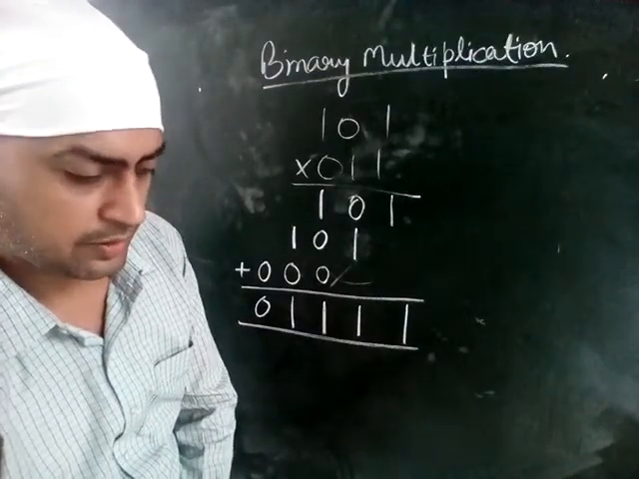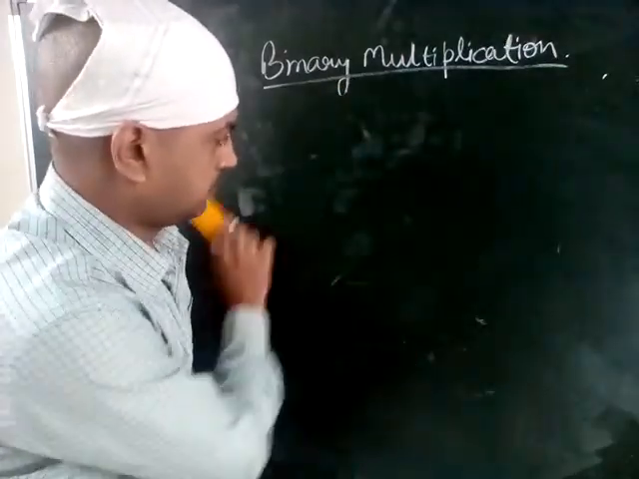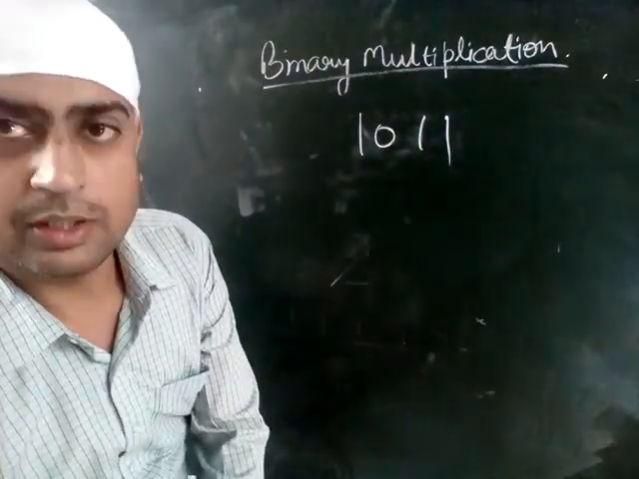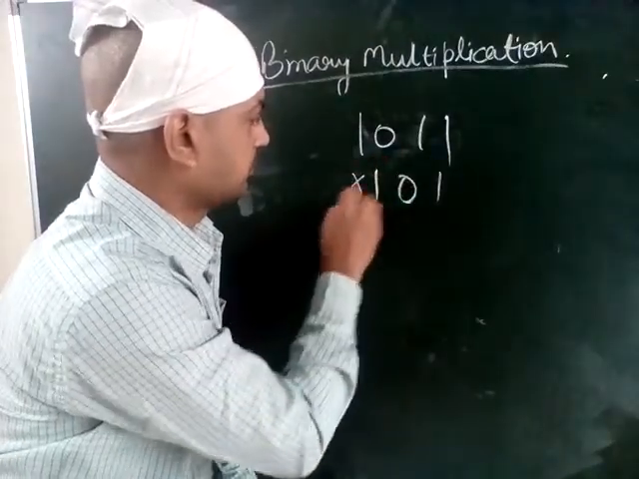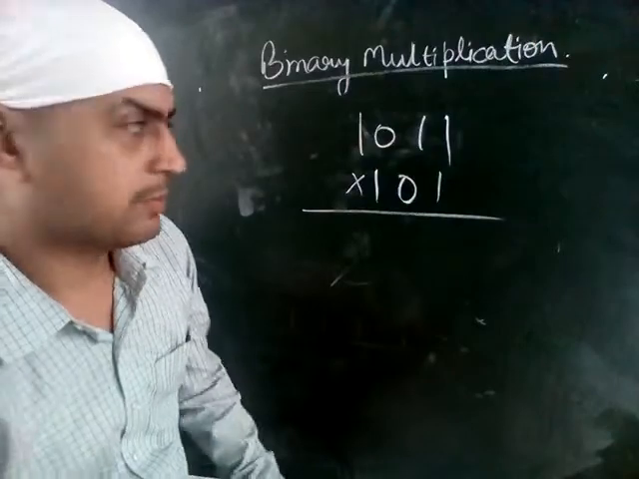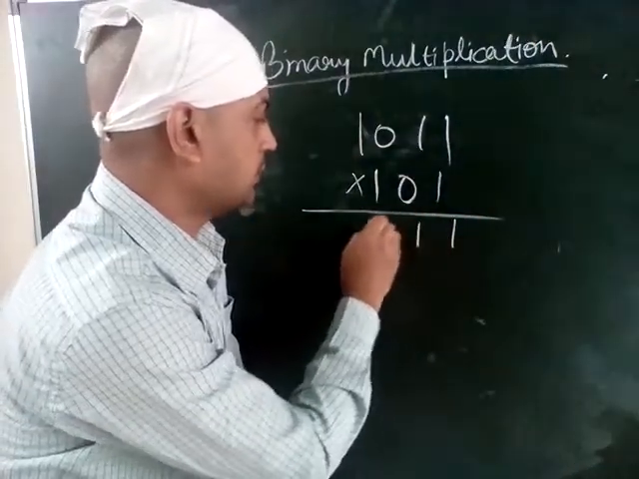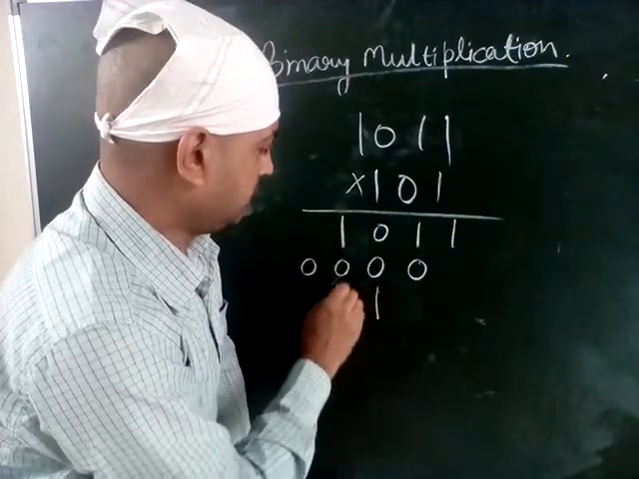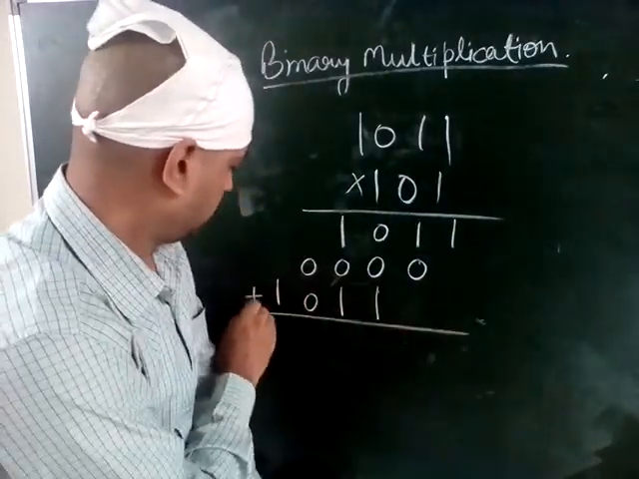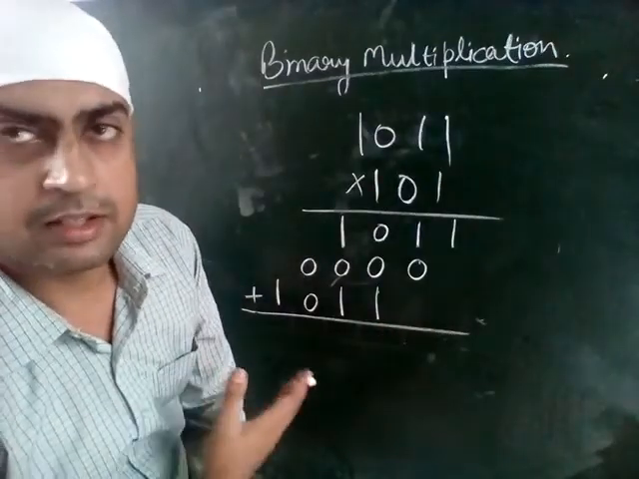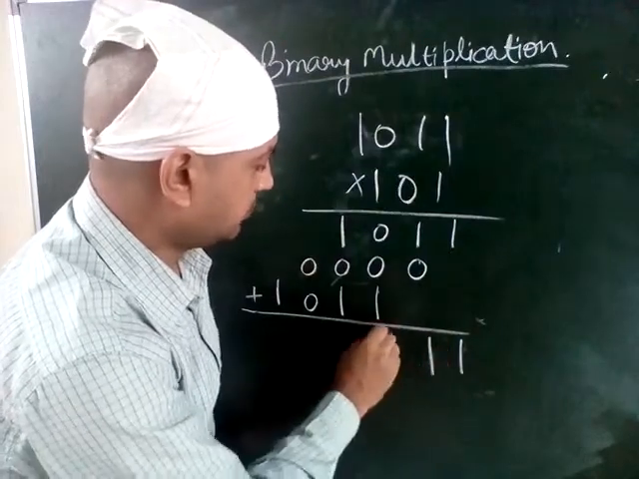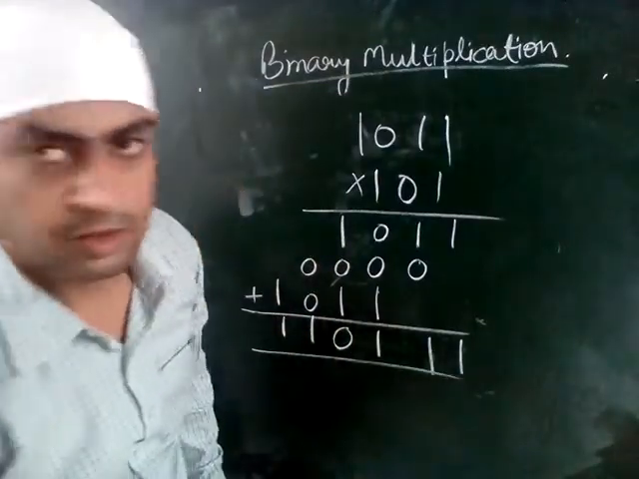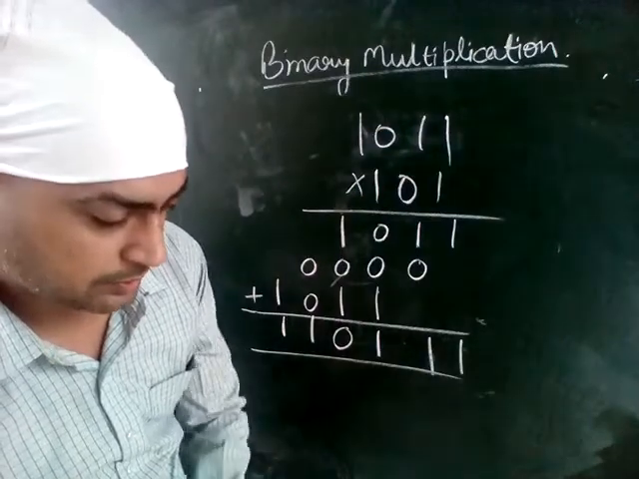Now the next question that I have given. 1011 multiplied by 101. Now multiply the number and add the number. 1 1 is 1, 1 0 is 0, 1, 0 0 0 0, 1 1 0 1. Now after multiplication, add the numbers. 1 1 1, 1 and 1 is 10, so you will write 0 1 1. This is the answer. I hope you understand this concept.